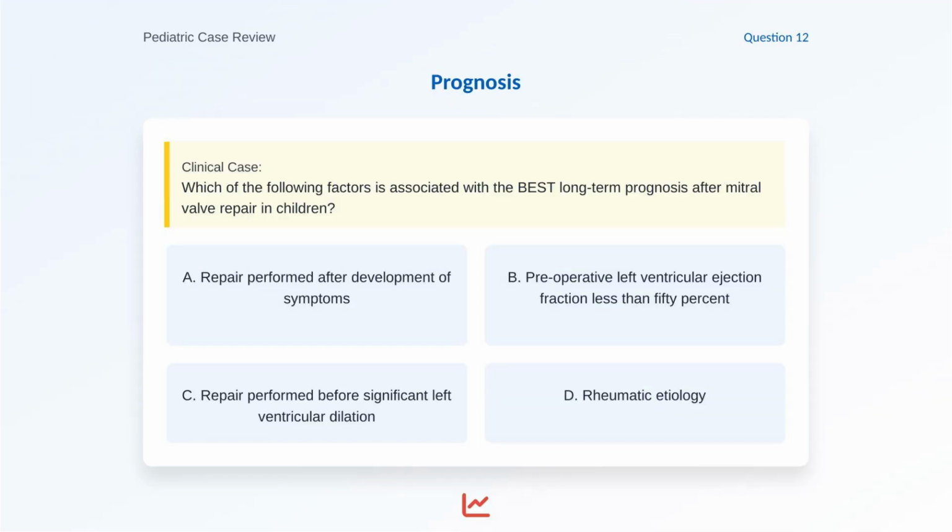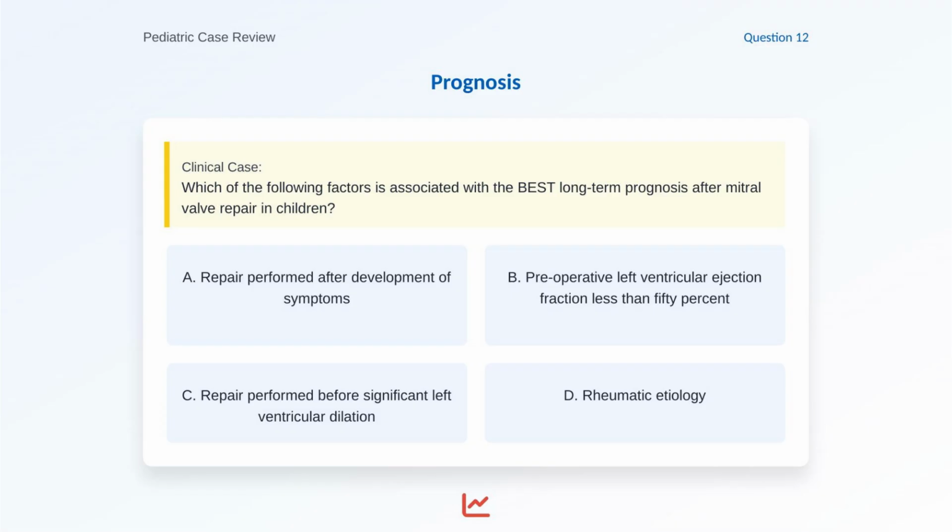Question number 12 addresses the prognosis of mitral valve repair in pediatric patients. The question asks which factor is associated with the best long-term prognosis after mitral valve repair in children. The options are A. Repair performed after development of symptoms. B. Preoperative left ventricular ejection fraction less than 50%. C. Repair performed before significant left ventricular dilation. Or D. Rheumatic etiology.